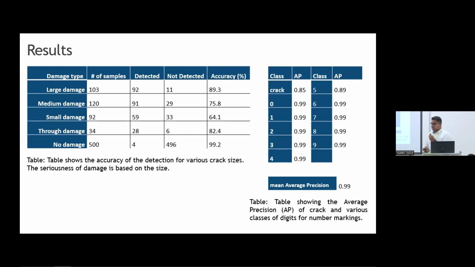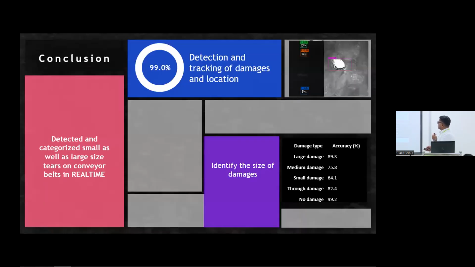For medium and small size damage, there were some misclassifications: some mediums were misclassified into small and some smalls were misclassified into medium. But overall, the damage detection model was good enough, and of course the number detection model was fairly simple and really accurate. So in conclusion, we developed a model that we're currently using in around 10 construction sites, and it provided an overall accuracy of 99%.